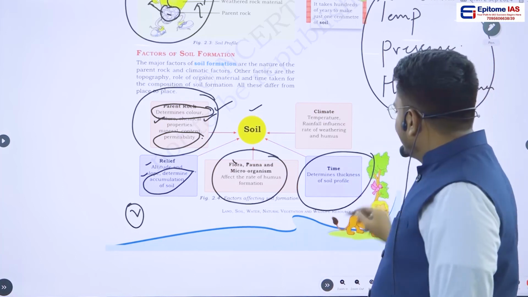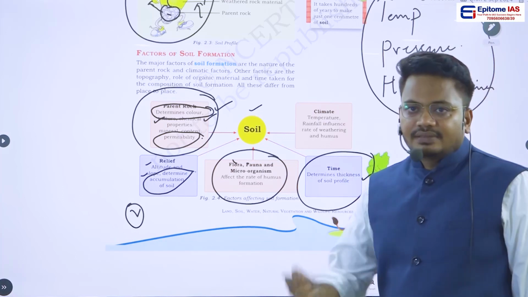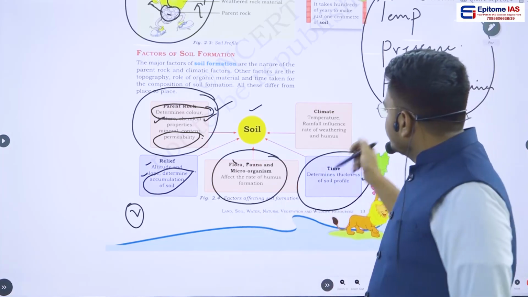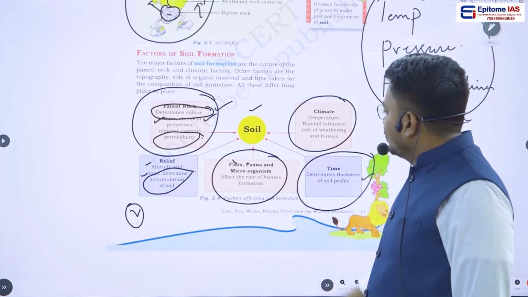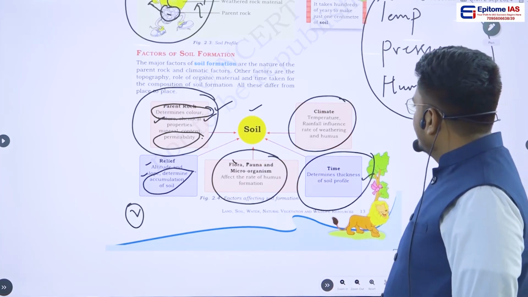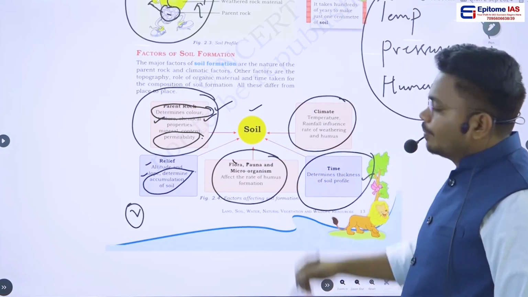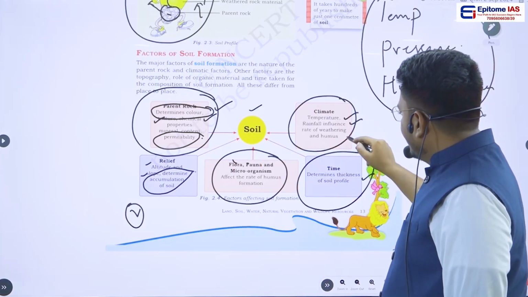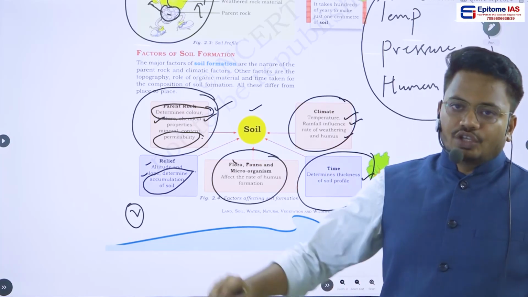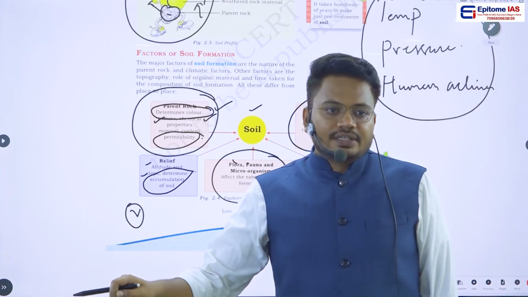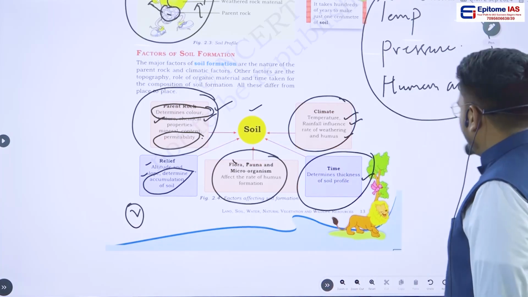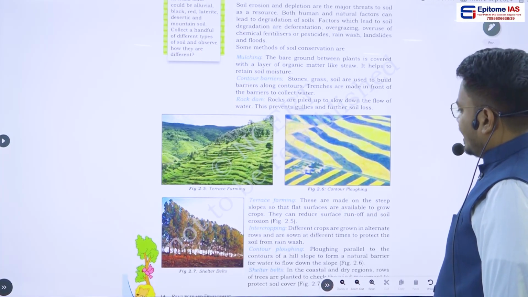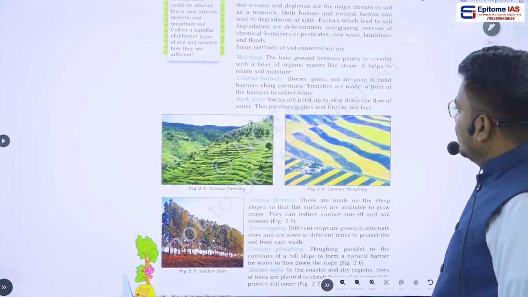How? The thickness of the soil profile is determined through time. Then climate also plays an important role in determining the soil. It also plays an important role in the formation of the soil. So temperature, rain, as well as the rate of weathering and humus, these things will determine the factors for formation of soil.